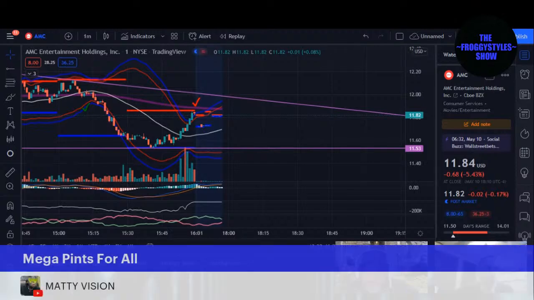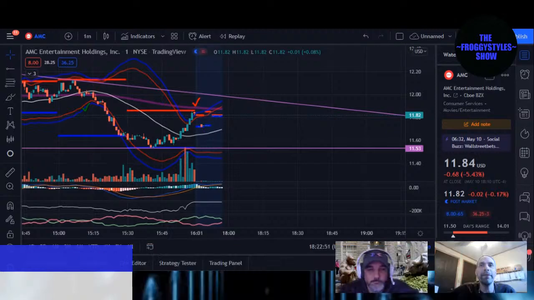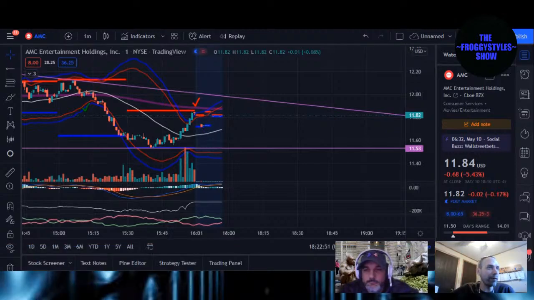All right, there we go. If anybody knows this joke, Maddie says mega pints for all. That's the Johnny Depp thing, the mega pint.